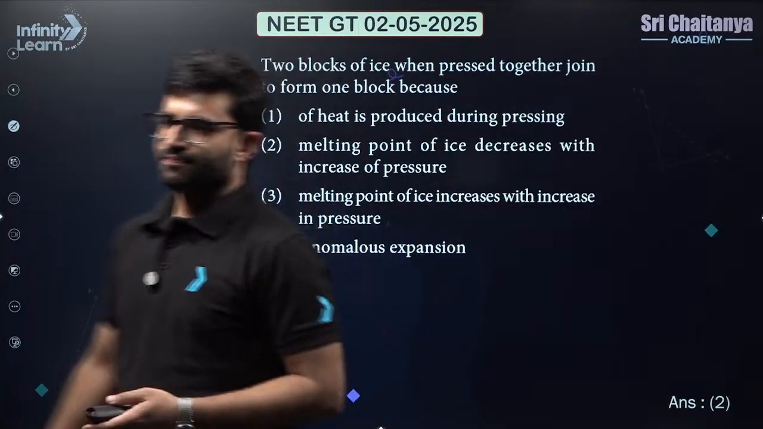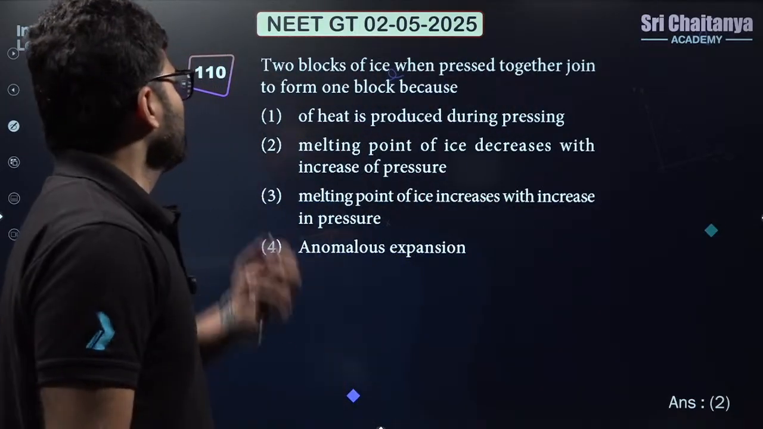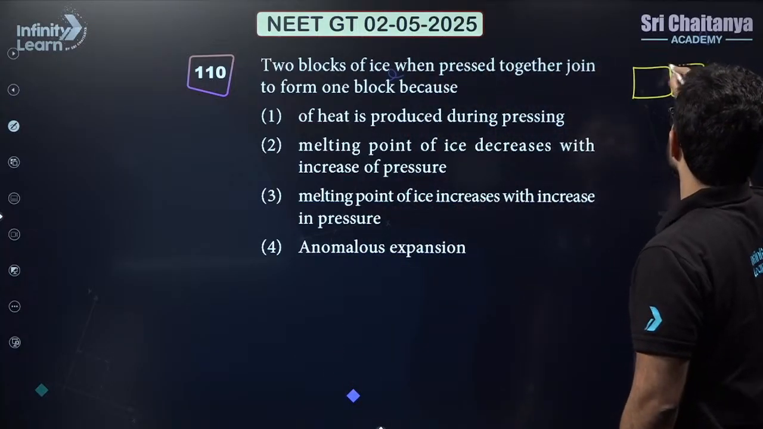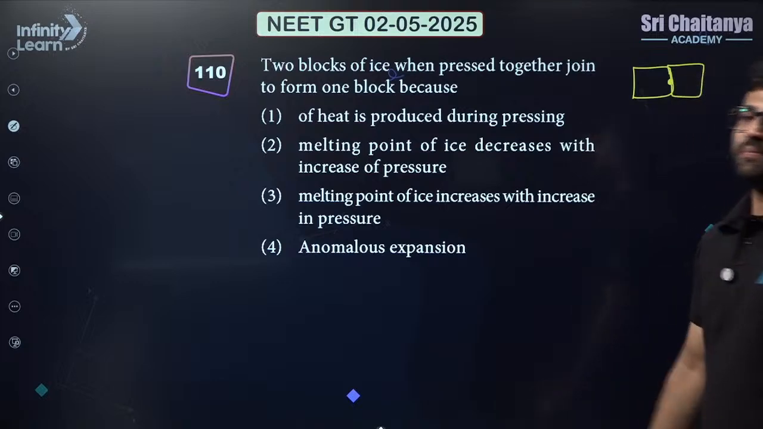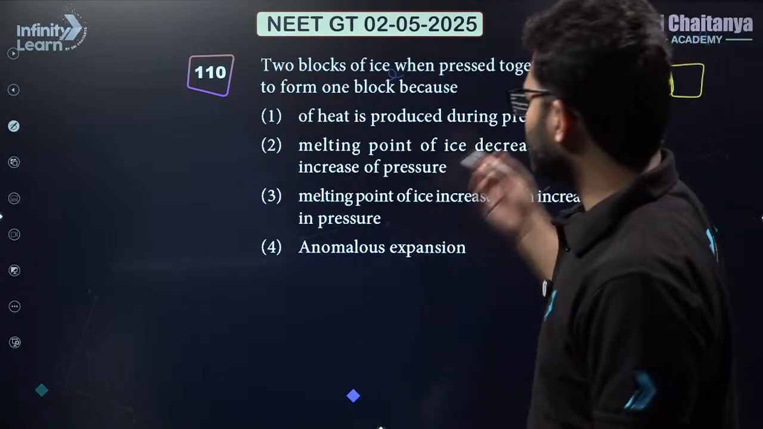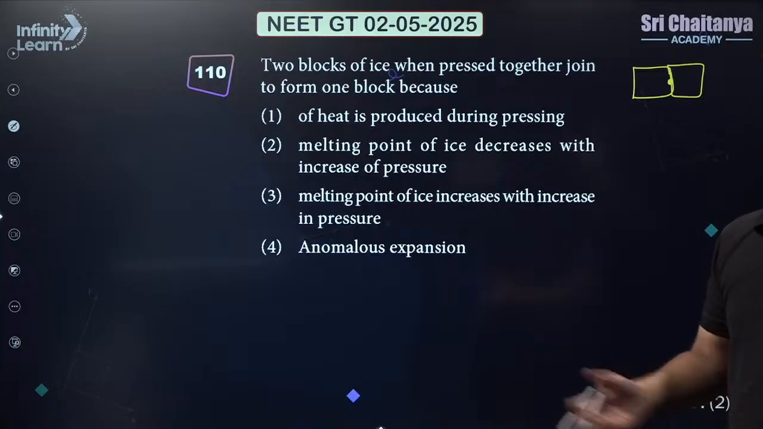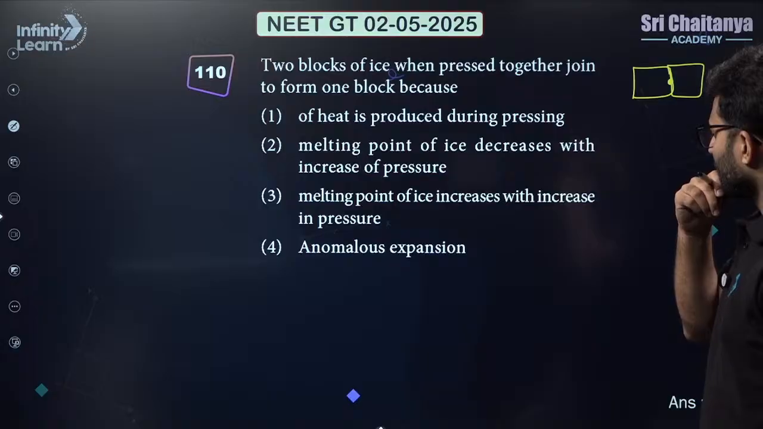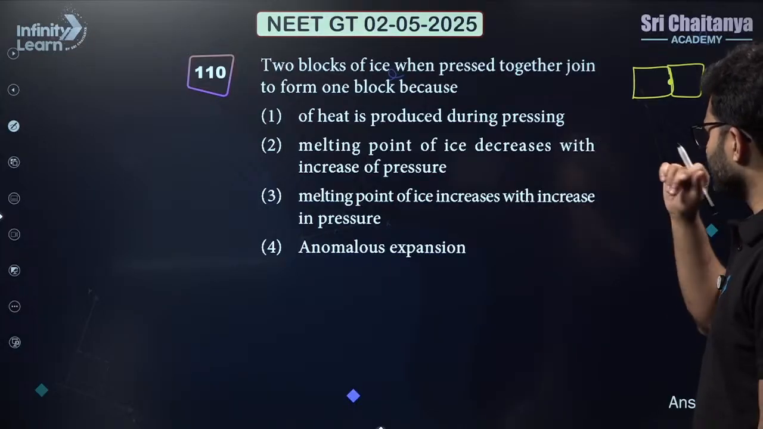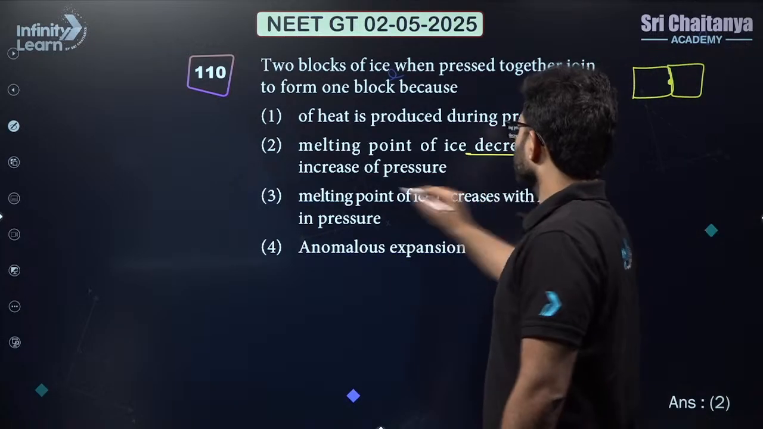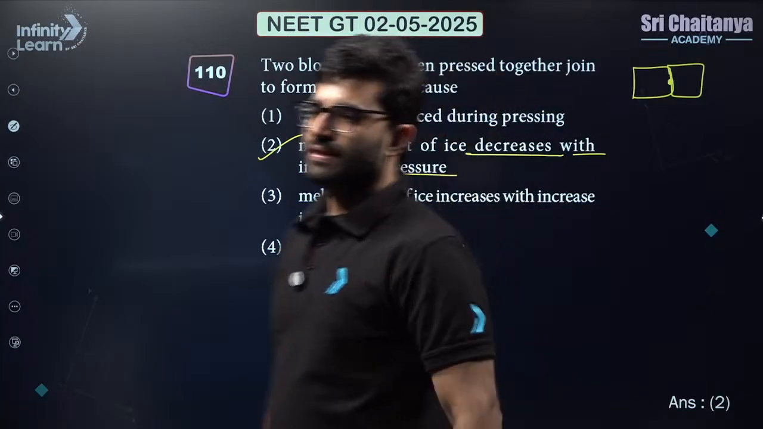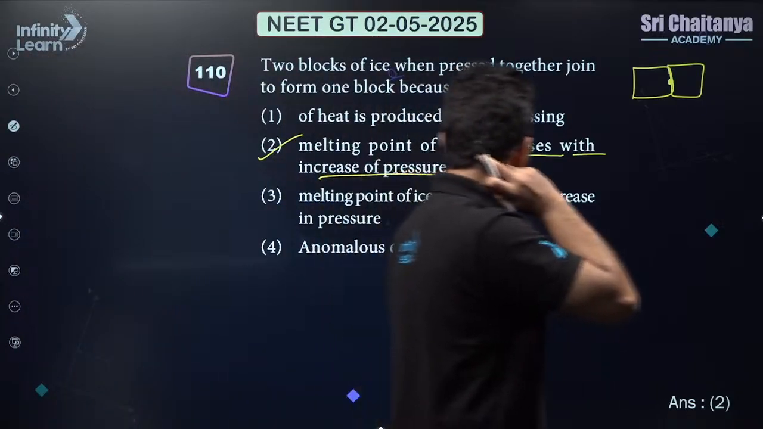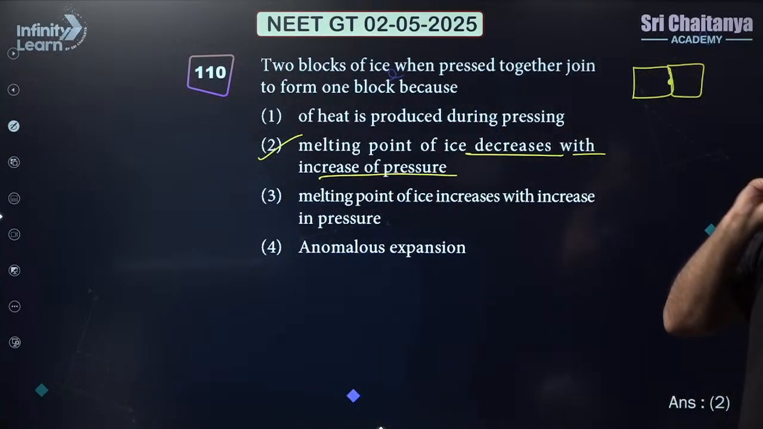Two blocks of ice when pressed together join to form one block because. So when you press both of these blocks, what will happen? There is a pressure which is acting here, and because of the pressure the melting point decreases, and because of it melts, and as soon as you remove the pressure, basically it again solidifies and it welds. So basically what is happening, heat is produced during pressing, okay. Melting point of ice decreases, that is correct, with the increase of pressure, right? Understood? So basically melting point of ice decreases with increase of pressure. That is correct, right?